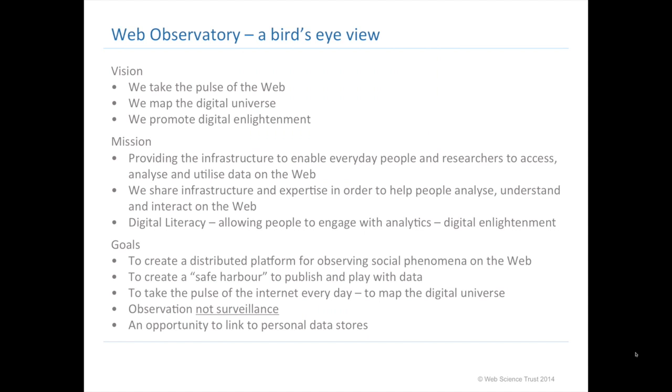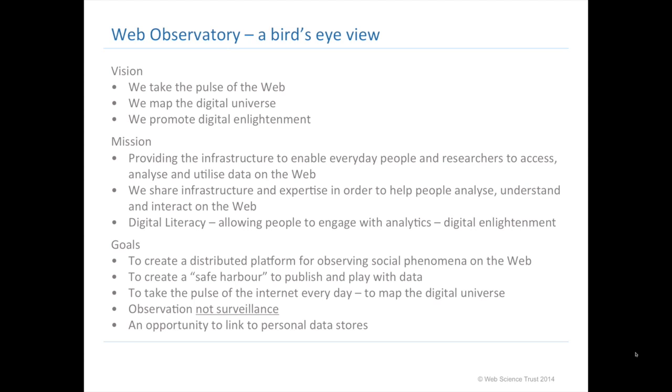So what are we trying to do in summary? We are trying to understand what's happening on the web. Professor Les Carr at Southampton talked about taking the pulse of the web, mapping this space that we move in, in order to understand how we affect this space and how this space affects us. Our view here is to provide a layer of infrastructure and standards to access this data.